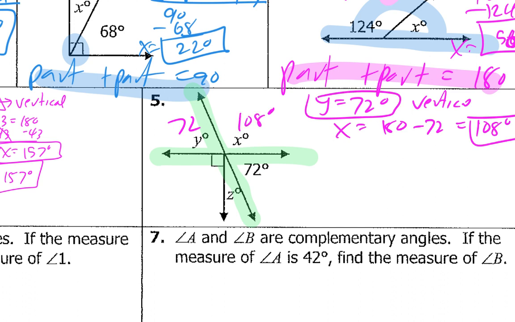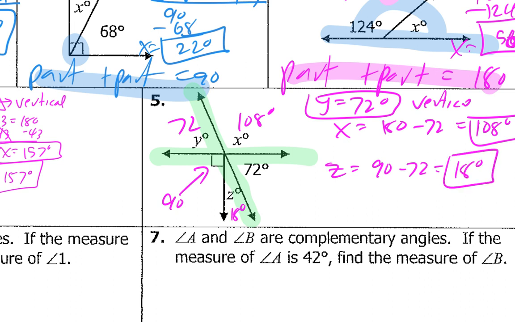So if that's 108 degrees, what else do we know? Well, if this is 90, right, that means this whole thing right here, these two add up to 180 also, right? That tells us that's 90. So that means these two have to add up to 90 also, right? So that means z is equal to 90 minus 72, so that's 18 degrees. All right, so hopefully you followed all that. We just used logic to go from one to the other.